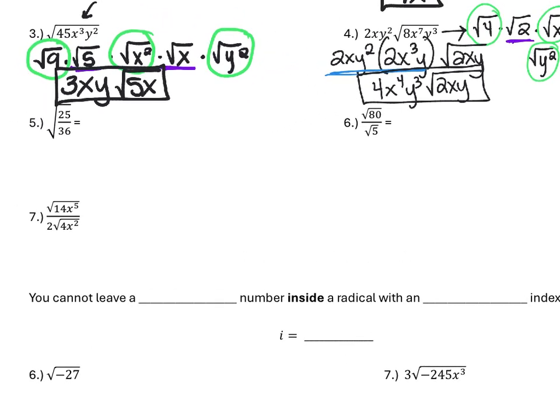Number 5. What would you do with number 5 using what we know about division of square roots? Okay. Square root 25 over square root 36. If we try to do 25 divided by 36, that's not going to be easy for us. But if we separate them, these are both perfect squares. So square root of 25 is 5. Square root of 36 is 6. Done. Okay? And we can go the opposite way.